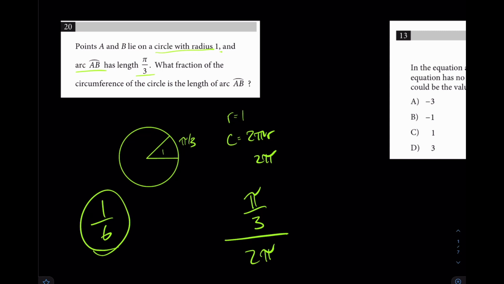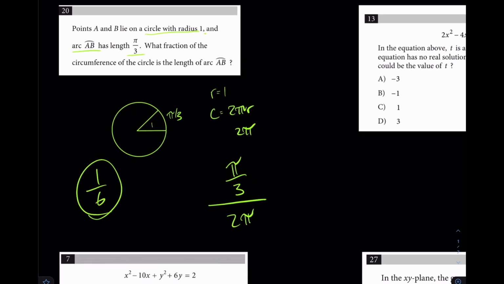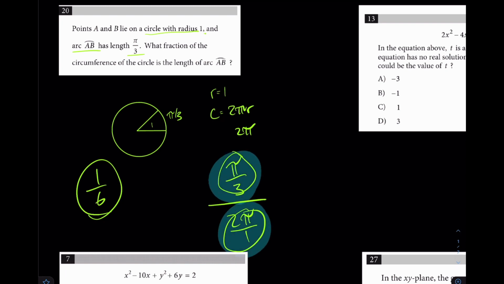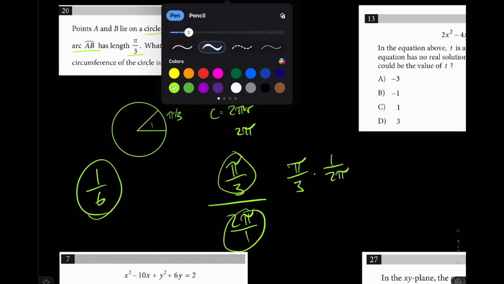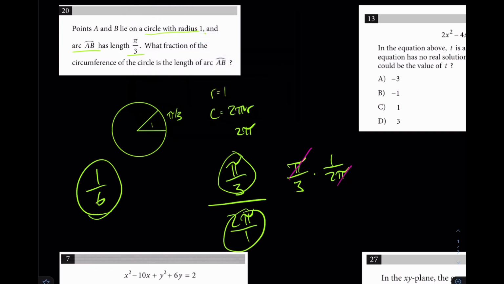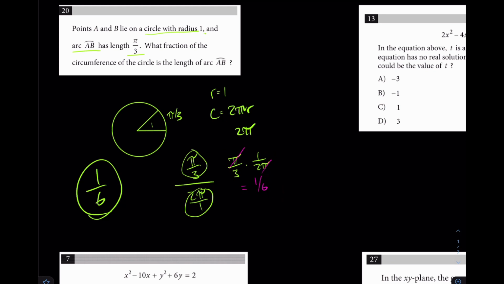But in case you don't see that right off the bat, you can always just keep change flip, right? So you have over 1, you keep this, change it to multiplication by flipping it. Really, instead of doing fraction over fraction, multiply by the reciprocal. It's pi over 3 times 1 over 2 pi. At that point, you should see that the pis cancel, and I get the answer of 1/6. So that's pretty cool there. The answer is indeed 1/6.